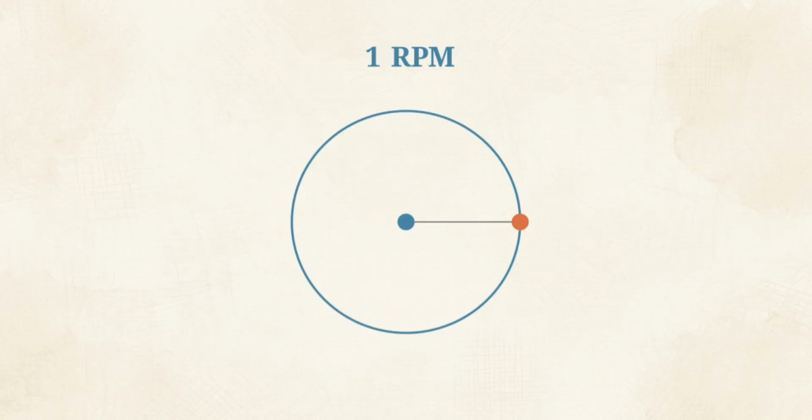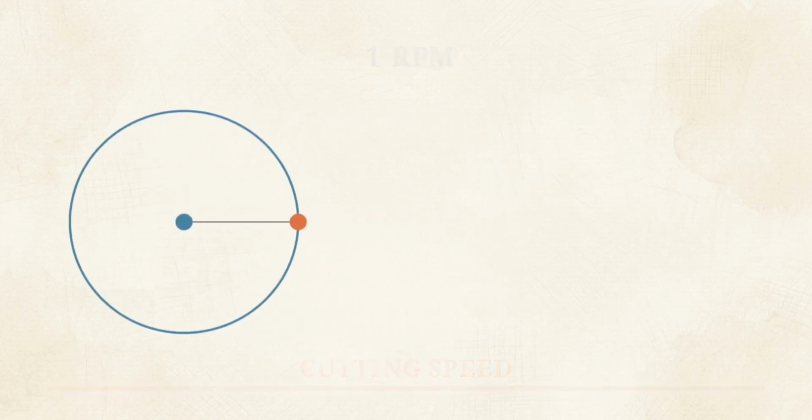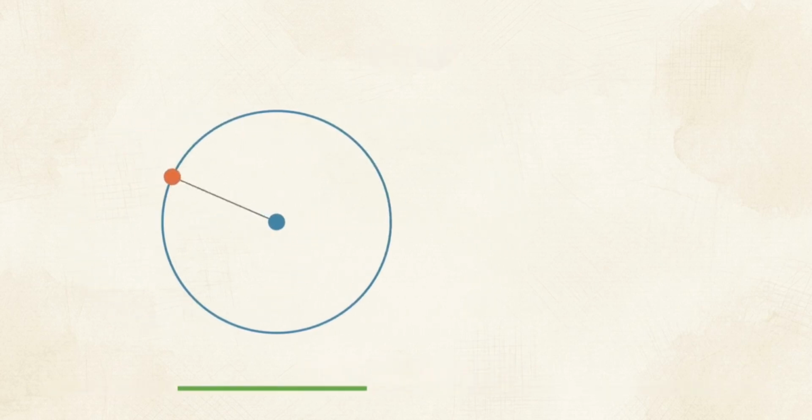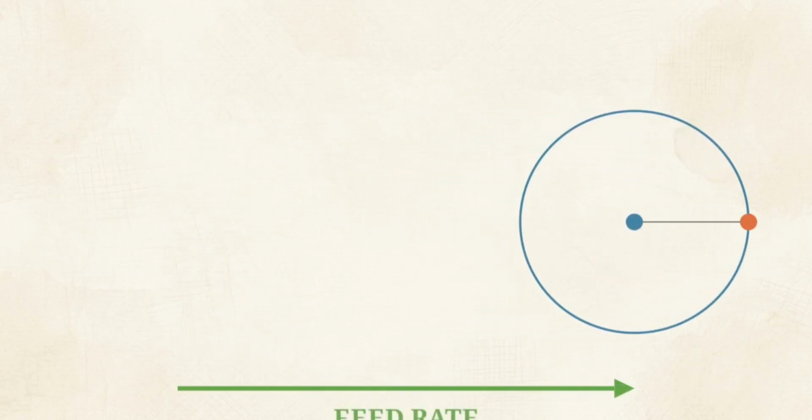But the physical experience is completely different. The person on the outer edge travels a much longer physical distance in that same single rotation. Their linear speed, the distance covered per minute, is much higher. In machining, that linear edge speed is your cutting speed. Now push that spinning merry-go-round in a straight line across the playground. That forward motion pushing into the material is your feed rate.